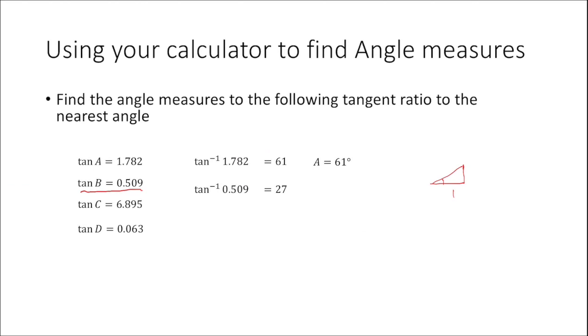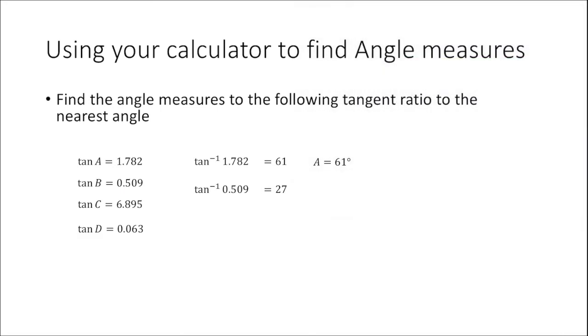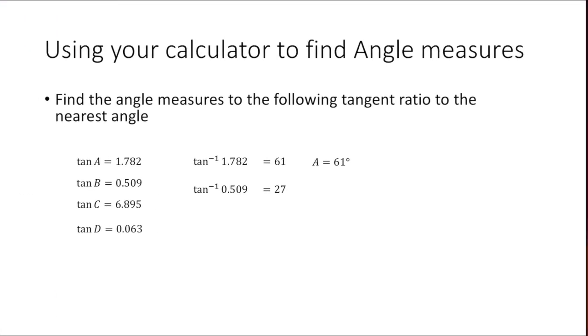That's a check. What if it was 6.89, which means if this is 1, it's going to be 6 times that, in fact almost 7 times that. It's going to be a very big angle. Sorry for the ugly triangles, but it's just to demonstrate a point. Okay, so 6.895.